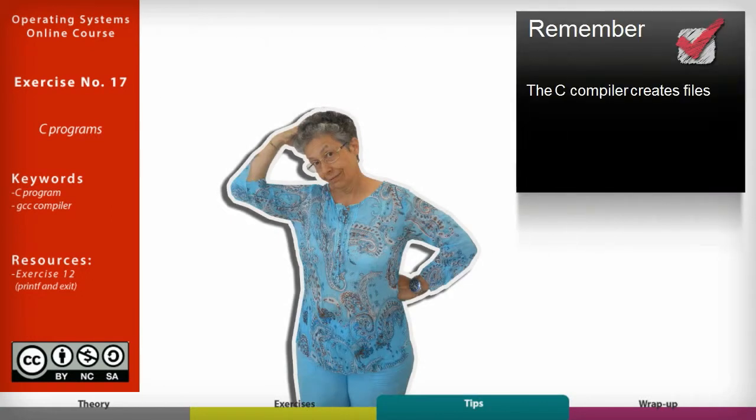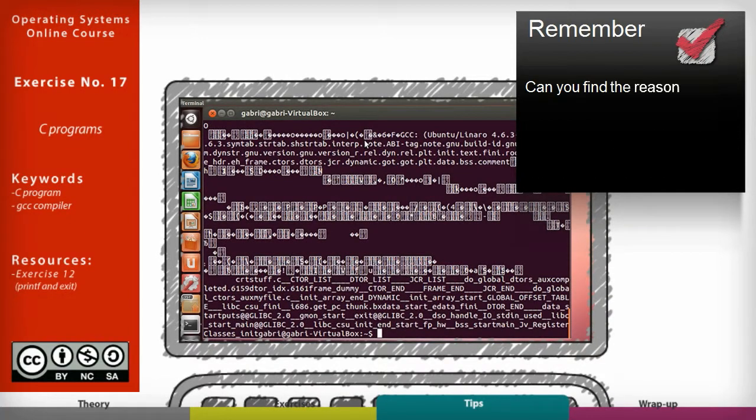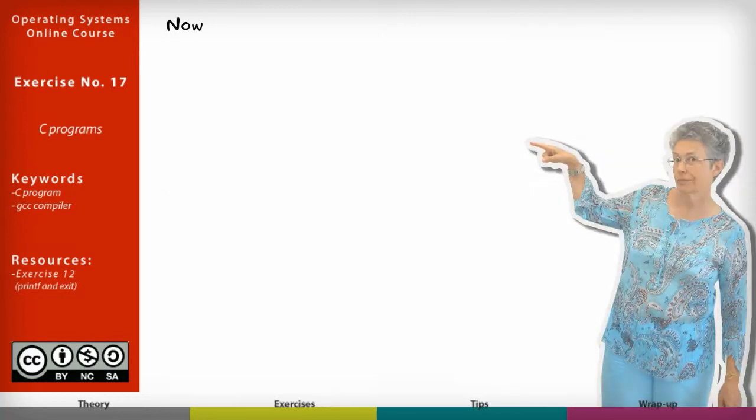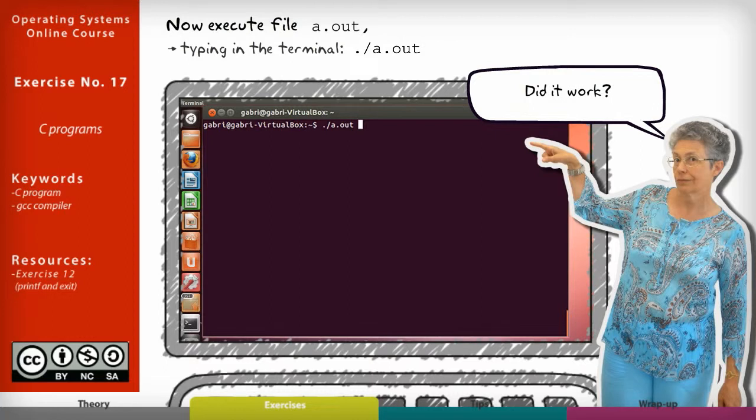The C compiler creates files with the execute permission. On the other hand, we set permissions of scripts explicitly with the command chmod. Can you find a reason for the different behavior between GCC and Pico? Now, execute the file a.out, typing in the terminal ./a.out. Did it work? Hopefully yes.